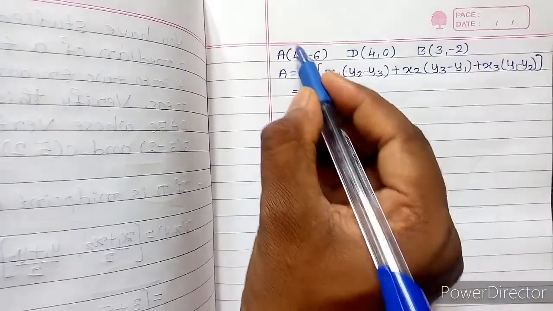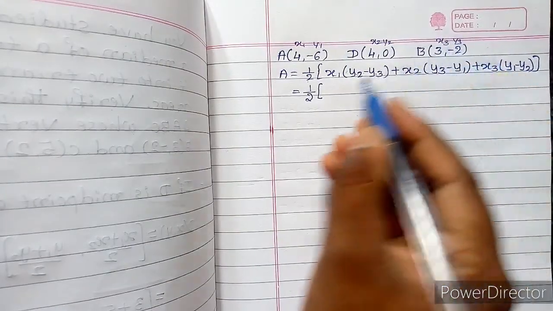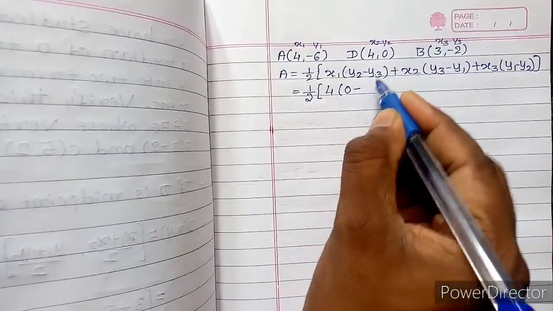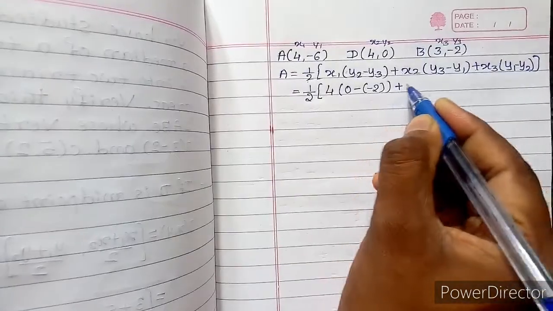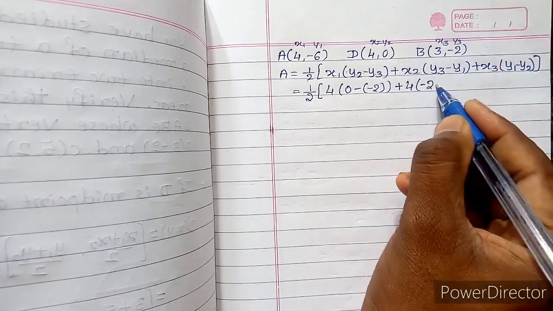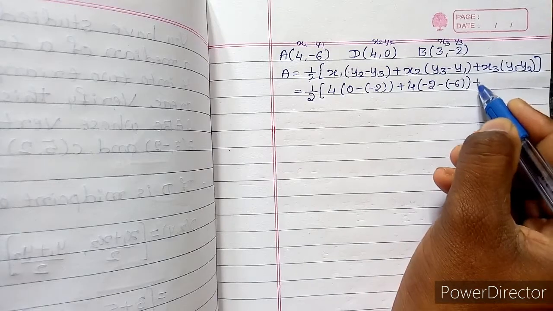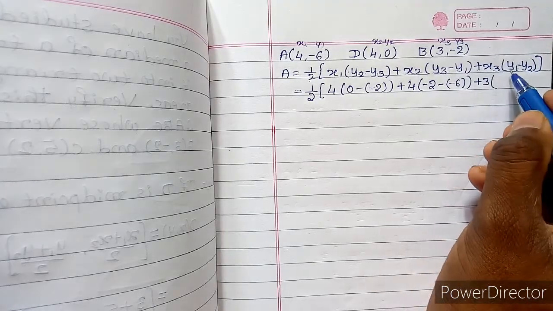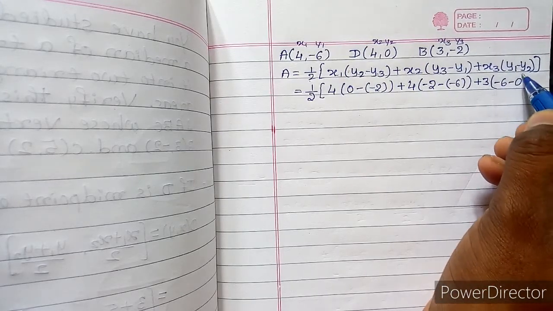The value of x1 is 4 into bracket the value of y2 is 0, 0 minus the value of y3 is minus 2, plus the value of x2 is 4 into bracket the value of y3 is minus 2 minus the value of y1 is minus 6, plus the value of x3 is 3 into bracket the value of y1 is minus 6, minus the value of y2 is 0.